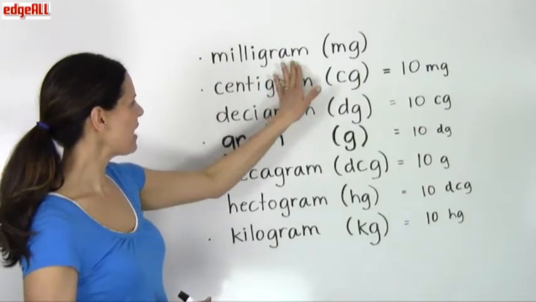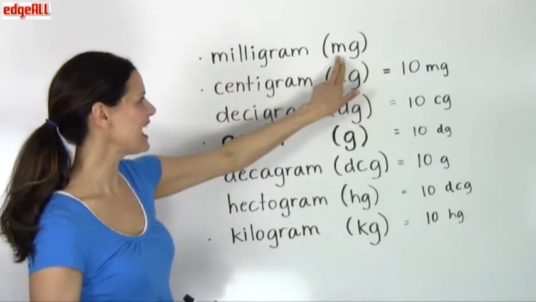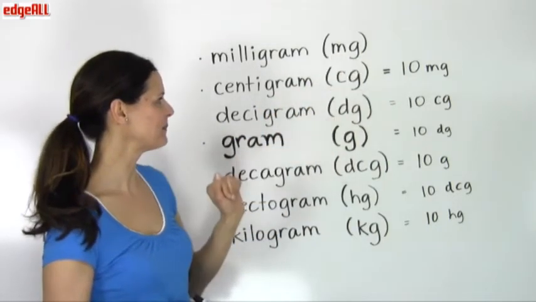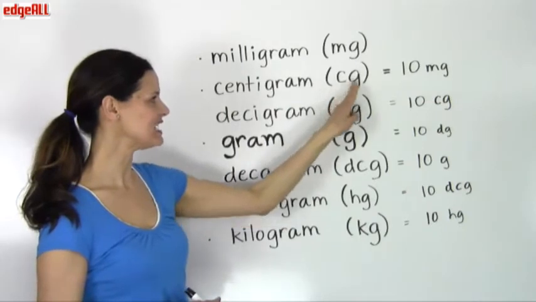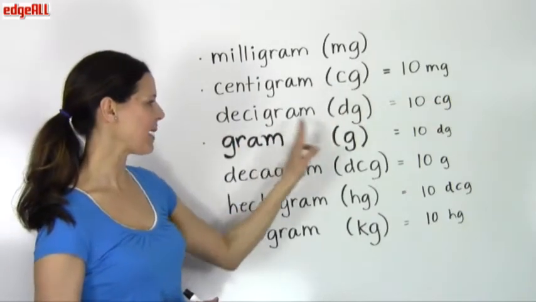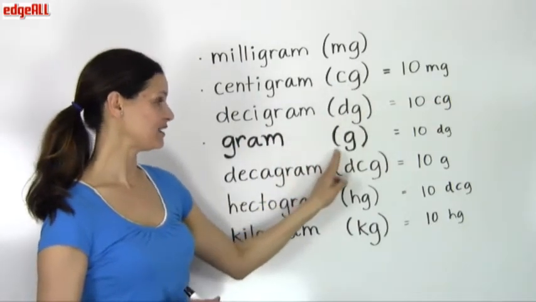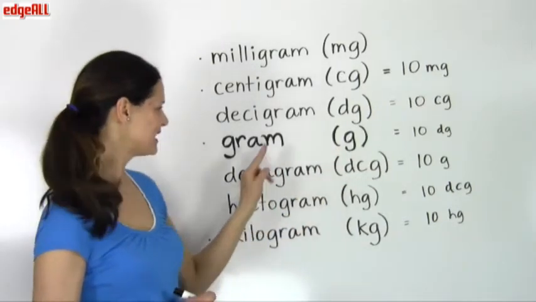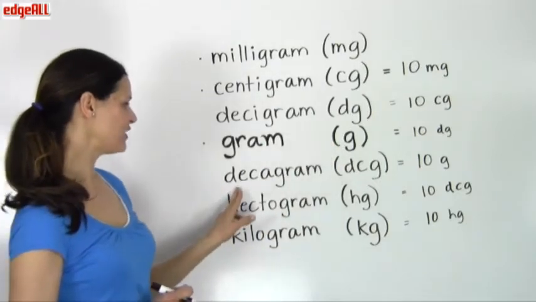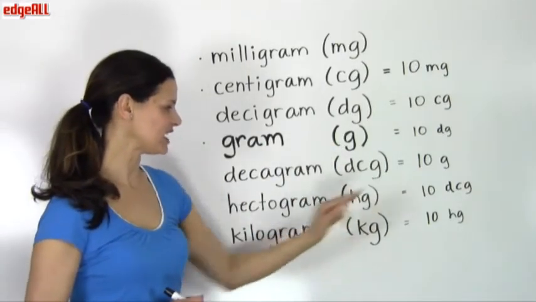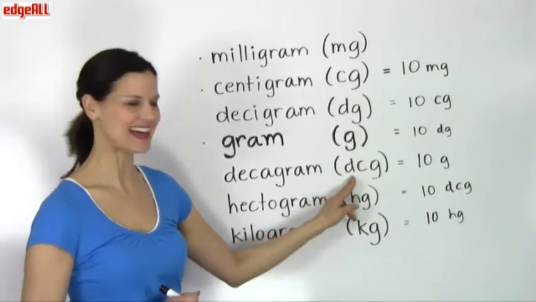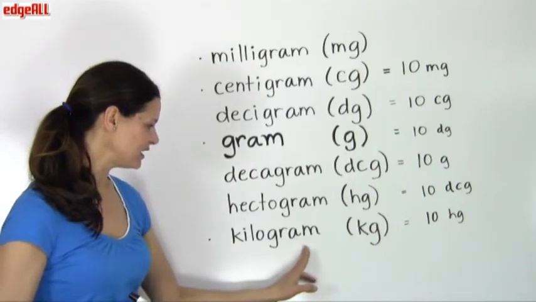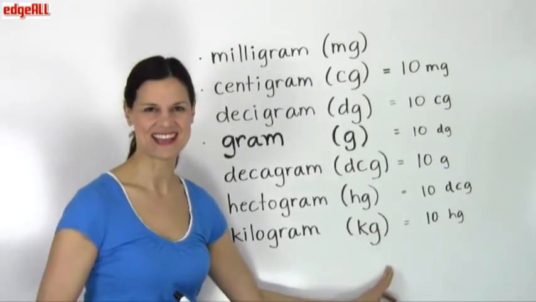There is an abbreviation for each one of these words. So for milligram, you want to use simply an M and a G. For the centigram, CG. For the decigram, DG. And then you'll see very commonly just a G used for grams. And then for the decagram, DCG, and that's the only one that has 3 letters in it. Hectogram, HG, and then kilogram. You'll see a lot of these too, KG.